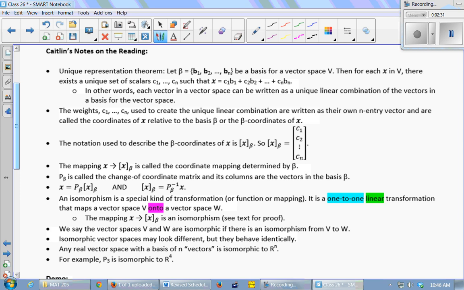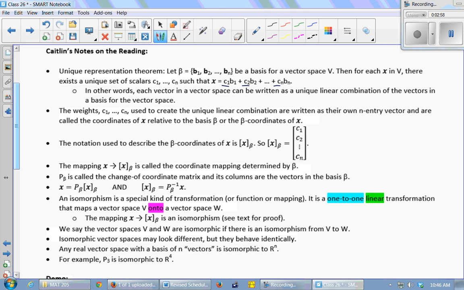Okay, so we get this unique way to take any vector and write it as a linear combination of the basis vectors. We call the weights that we use, C1 to Cn, a unique set of weights. We call those weights the coordinates of x relative to the basis beta. We put them in their own n-entry vector, and we call them the coordinates.